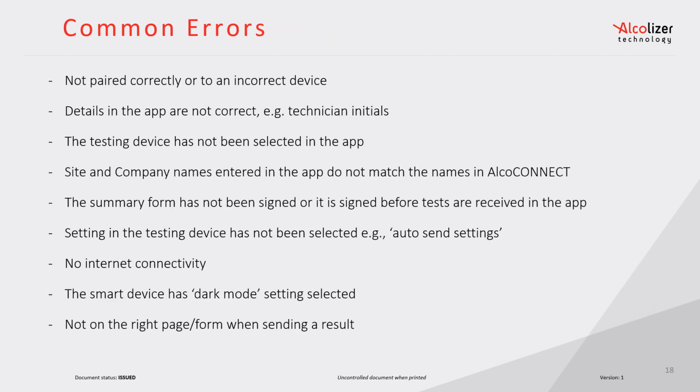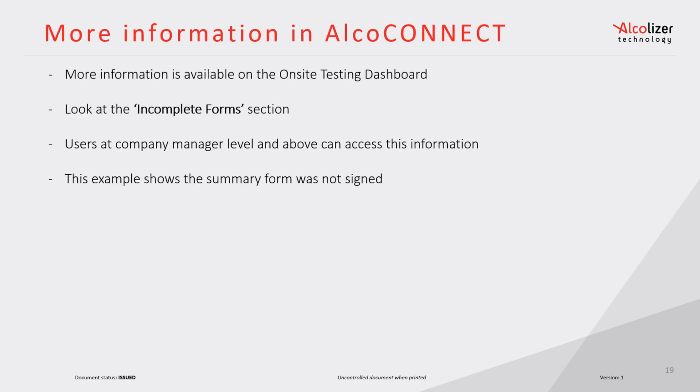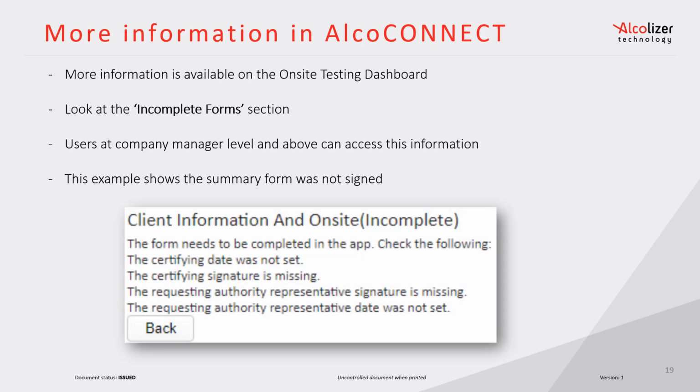There are several common errors made by beginner users that can easily be resolved by ensuring the devices have paired correctly, the app and testing devices are set up correctly, and contact details are entered to match Alco Connect. Log into Alco Connect and view the incomplete form section from the on-site testing dashboard for more information to help troubleshoot a failed sync result. Users at company manager level and above have access to this information.